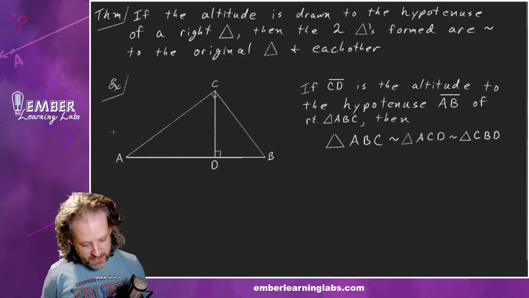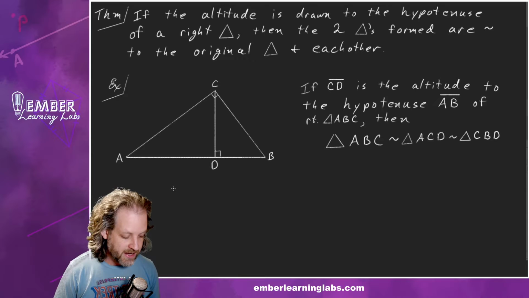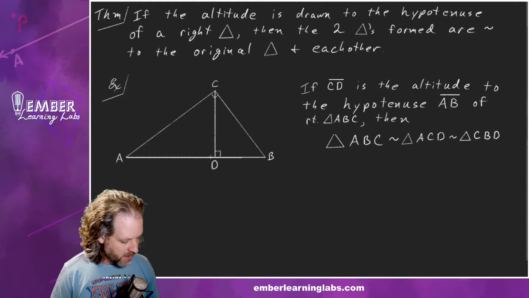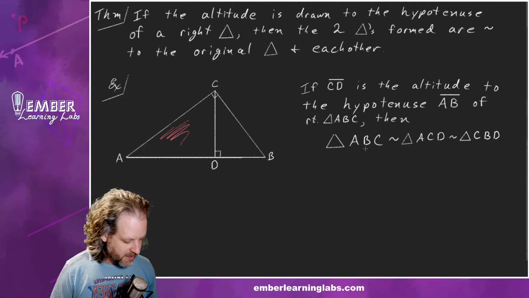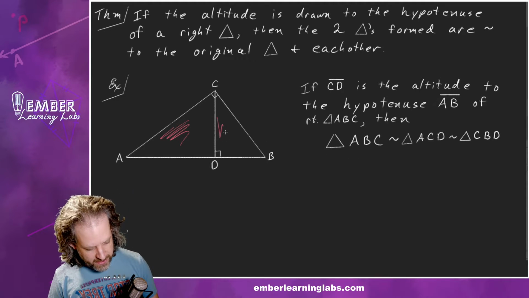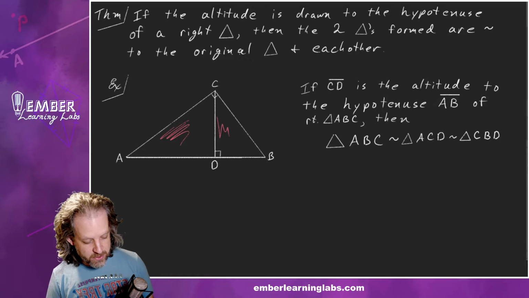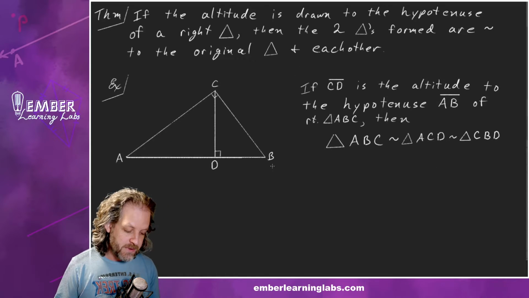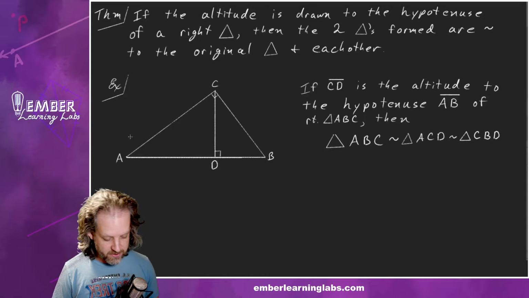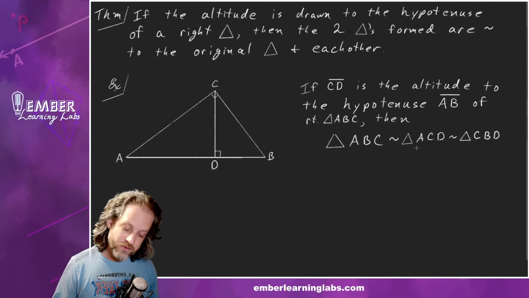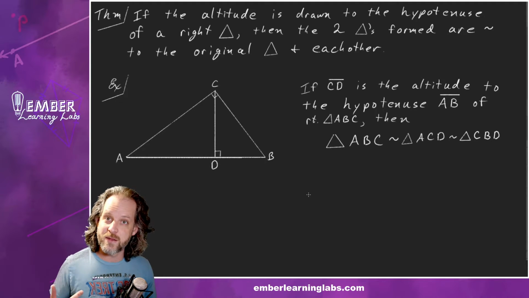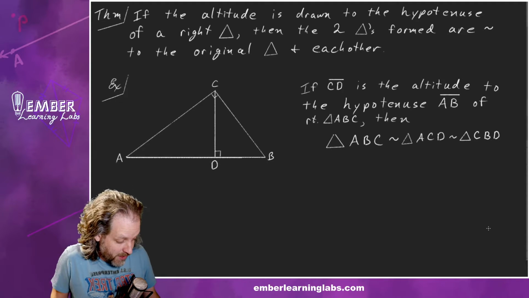The hypotenuse of a right triangle is that longest side. It's the side that is across from that 90-degree angle, right? Then the two triangles formed are similar. So this triangle is similar to this triangle, and they're similar to the big one. So in this particular example, triangle ABC, this big one is similar to triangle ACD, and is also similar to triangle CBD. So all of those triangles are similar to each other, which is really, really handy.